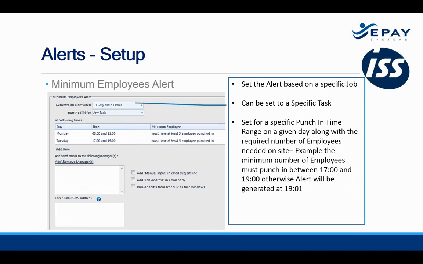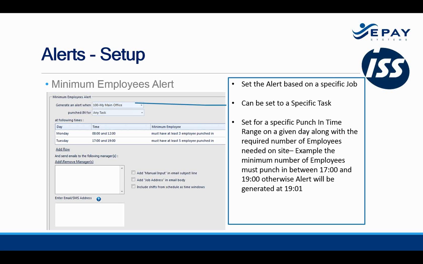Now the minimum employees alert, what that does for us, it gives us the ability to set not a specific employee, but now tell the system I need an X amount of employees to be punched in at a certain time frame. So for example, like my example here, same setup, you pick the job, you can be specific to a task if you need be.